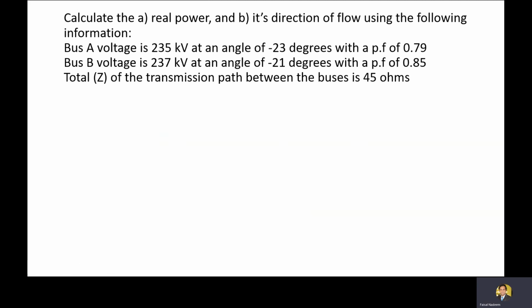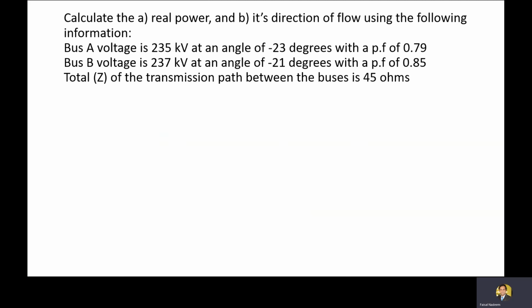Now there is another example. Calculate the real power and its direction of flow using the following information. Bus A voltage is 235 kilovolt at an angle of minus 23 degrees with a power factor of 0.79. Whereas the bus B voltage is 237 kilovolt at an angle of minus 21 degrees with a power factor of 0.85, sorry. And the total impedance of the transmission line is 45 ohms.